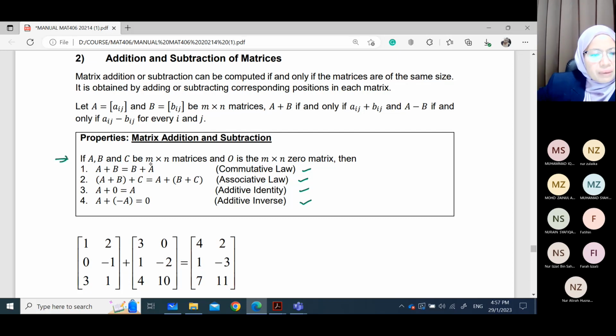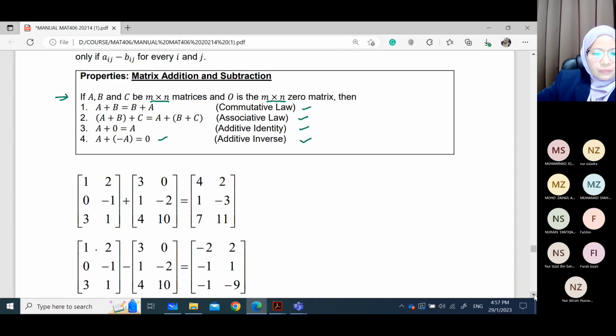So A, B, and C are M times N matrices. So this one is the size of matrices. And O is the M by N zero matrix. Okay. So then we have these laws, commutative law, A plus B equivalent with B plus A, and so on. Okay. So associative law yang ini, additive law yang ini, dan additive inverse yang ini. Okay. So untuk addition matrix, mudah saja.